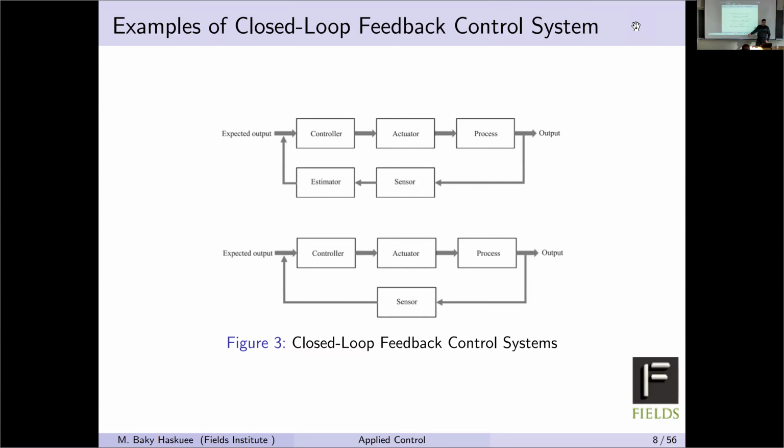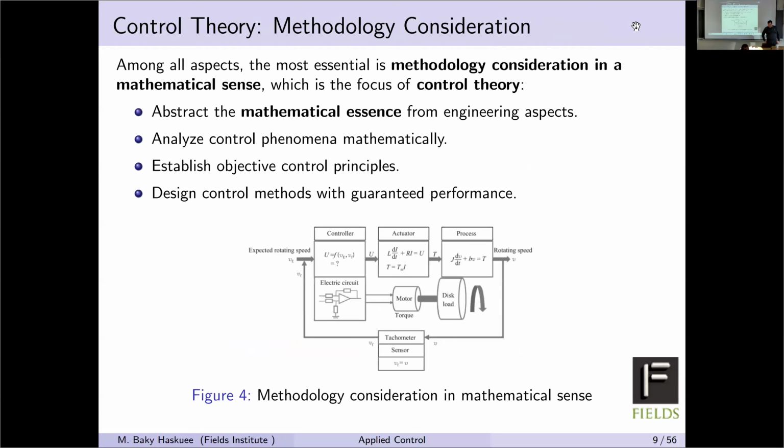Sometimes sensors are accurate enough and we can ignore the estimator. This system just has the sensor, but there is no estimator in the second one. However, both of them are closed loop.